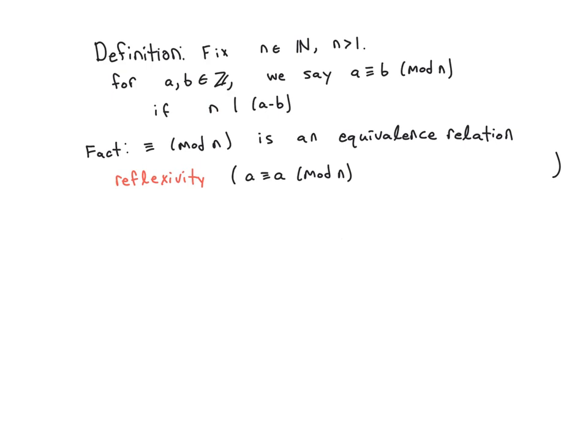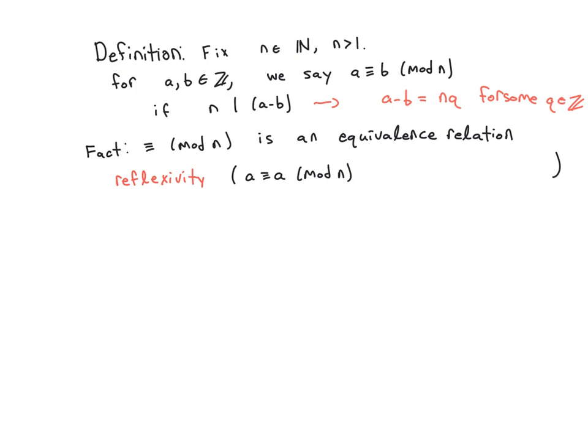So in case you don't remember what this division symbol means, it means that a minus b can be written as a multiple of n. So n times q for some integer q. That's what that means. So this is how we write the equivalence relation. Notice this little n is always going to be a fixed number, and it's little a and little b that vary.